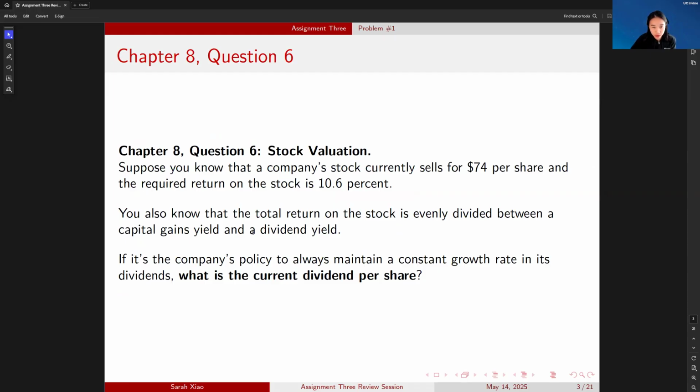The first one is about stock valuation. Suppose you know that a company's stock currently sells for $74 per share, and the required return on the stock is 10.6%. You also know that the total return on the stock is evenly divided between a capital gains yield and a dividend yield. If it's the company's policy to always maintain a constant growth rate in its dividends, what is the current dividend per share?